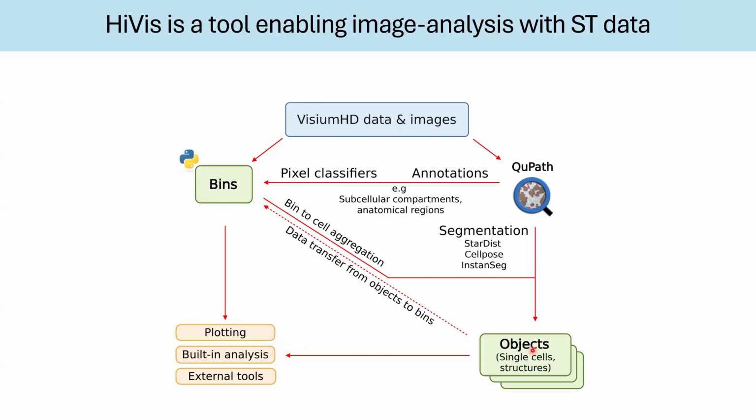Also, you can take the layers and the bins, and you can do built-in analysis, for example, differential gene expression, highly variable genes, correlations, and so on. And lastly, you can use the data inside those layers and bins to do another analysis in Scanpy, Squidpy, SpatialData, and other tools, because the data is stored in an AnnData object inside those tools.